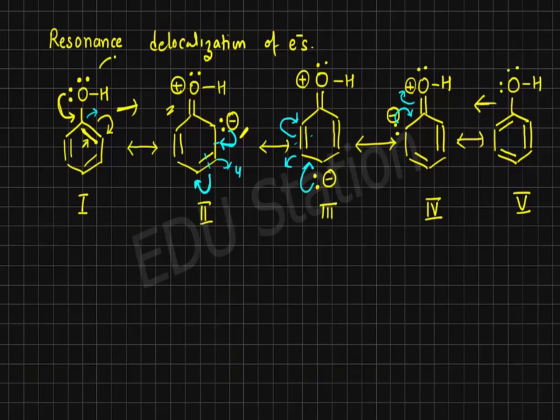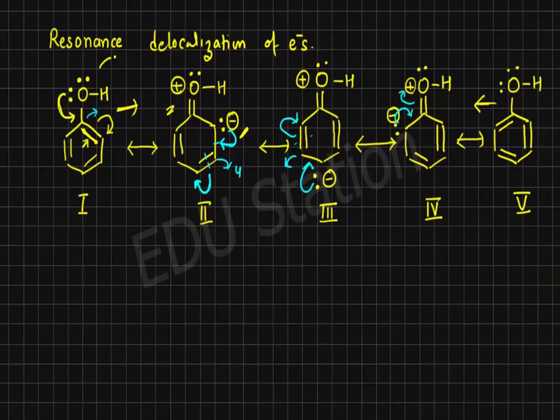Now, the actual molecule of phenol is in between these 5 structures. The structures which you can see are called resonating structures, the actual molecule is in between these and is called resonance hybrid. So, we do not know the actual structure of phenol, but we assume that the actual structure of phenol is in between all these structures.